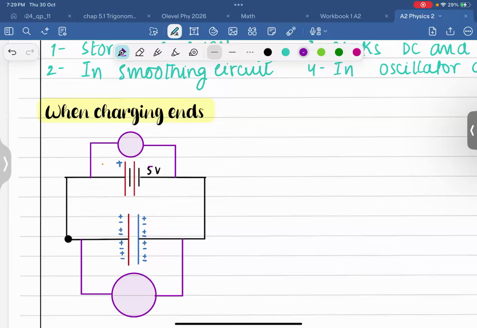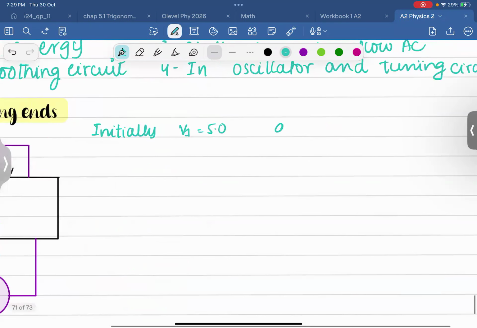So we can say that, let's say this is V1, and this is V2. Initially V1 is equal to 5.0, and V2 is 0, initially, right?